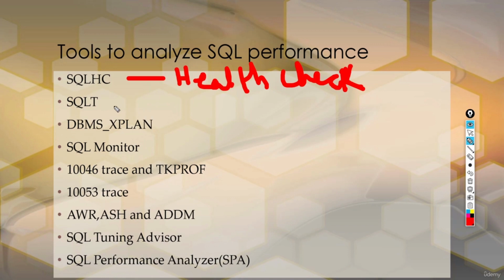Okay. SQLT report is an advanced version of SQLHC. It contains a lot of information, like plan change, why the plan got changed, any bug fixes related to the plan change, any fixed controls, and it also captures the SQL monitoring report. So you can just think of SQLT as an advanced version of SQLHC. Let us see these in practical sessions so that you will understand.